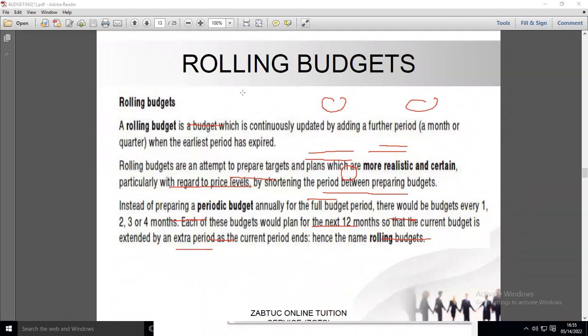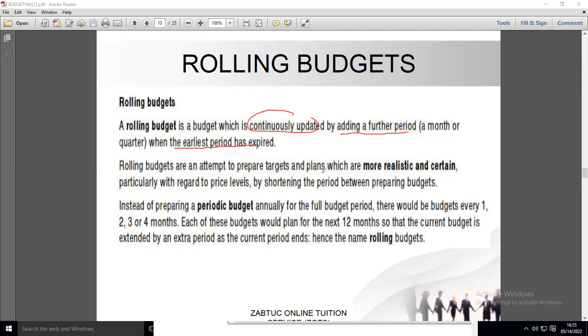Let's move to another one. So in 2016, there was a question on a rolling budget. Let's understand what it is. A rolling budget is a budget which is continuously updated by adding a further period, a month or a quarter, as the earlier period has expired.